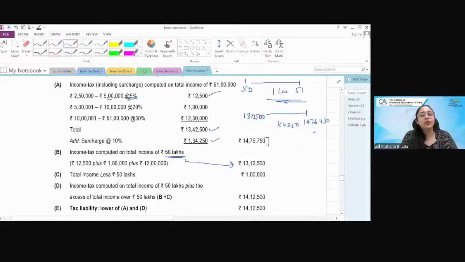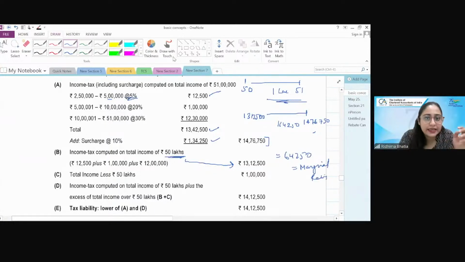Increase in tax is more than increase in income, because even if I tax my 100% increase in income, the tax is still coming more than that. So that additional amount over the increase in income: income increased by 1 lakh, tax increased by 164,250. So this 64,250 would be my relief, my marginal relief.